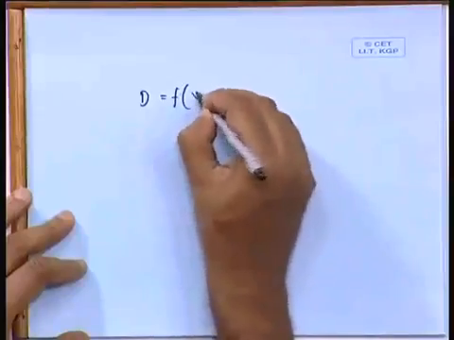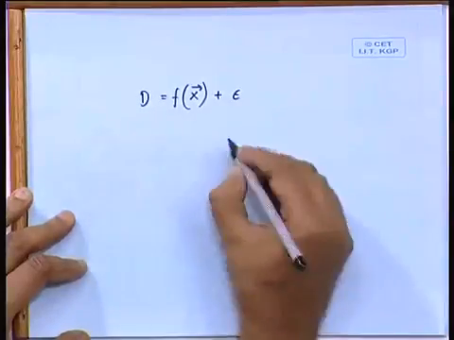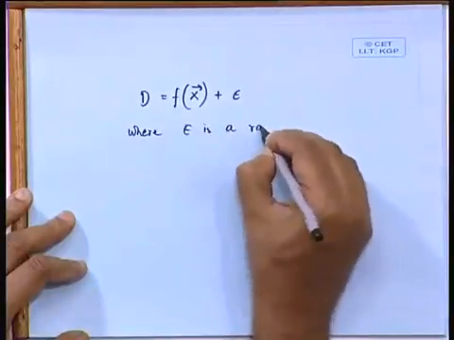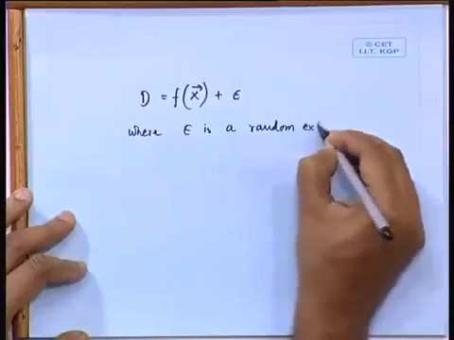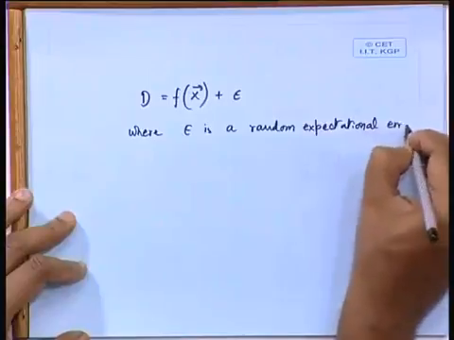d is very much dependent on x. So, x is the independent variable and d is the dependent variable. The dependence between d and x can be modeled as f of x vector plus epsilon, where epsilon is the random expectational error.